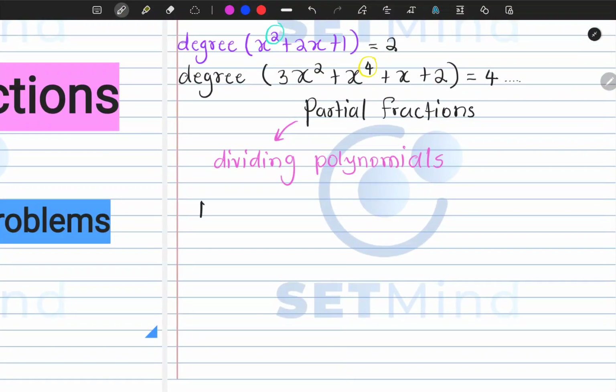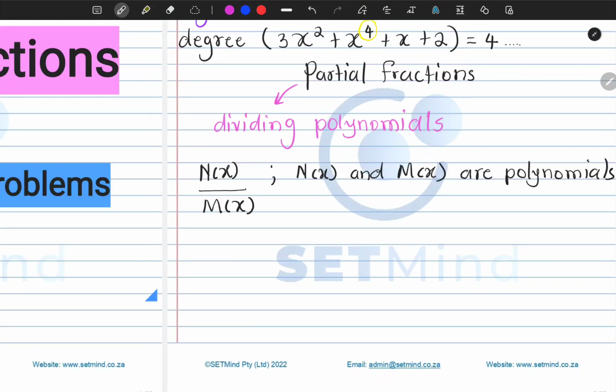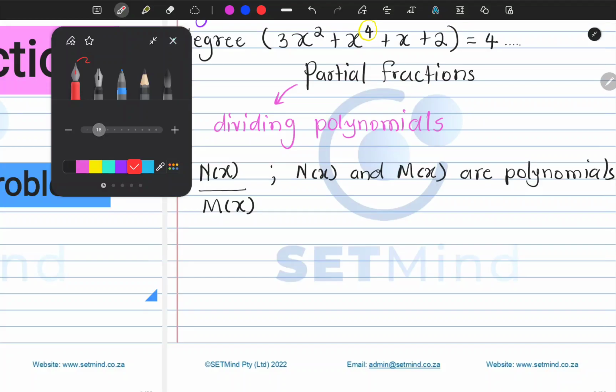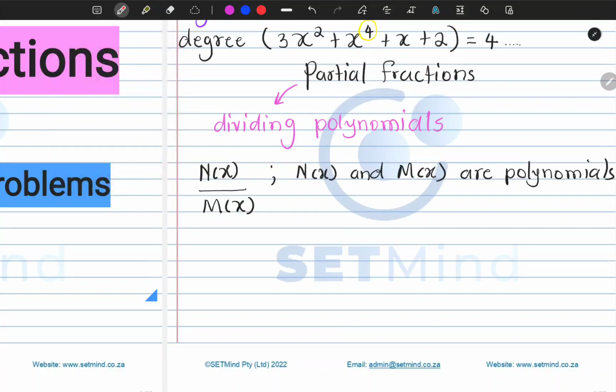So let's consider having a function which is n(x), which is going to divide, as an example, another function which we'll call m(x). What you should note here is that n(x) and m(x) are polynomials. And as you can see, depending on the degree of either n and m, we can classify the partial fractions as a proper fraction or improper fraction.